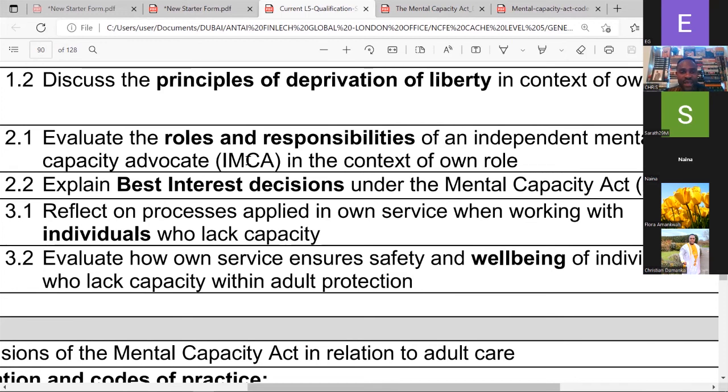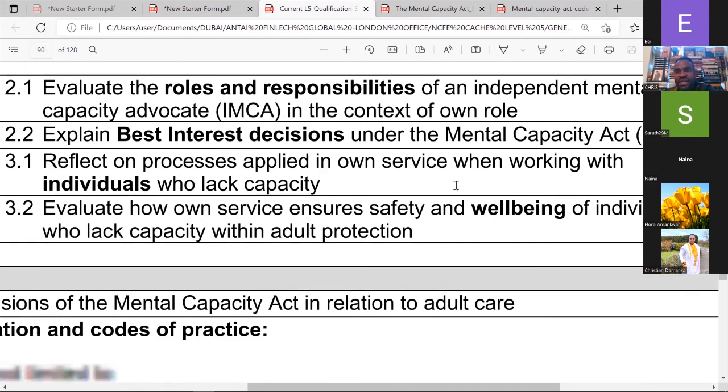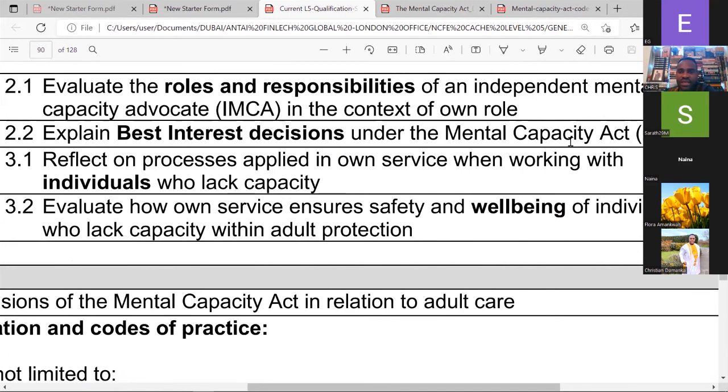Then 2.1: evaluate the roles and responsibilities of an independent mental capacity advocate in the context of your own role. We looked at the roles, so you evaluate it and look at the advantages, the disadvantages, the strengths, and the areas of development of the IMCA. Then explain best interest decisions in the Mental Capacity Act, much of what we talk about today, and also in our previous unit. Explain it. What is a best interest decision related to the definition of the Act?